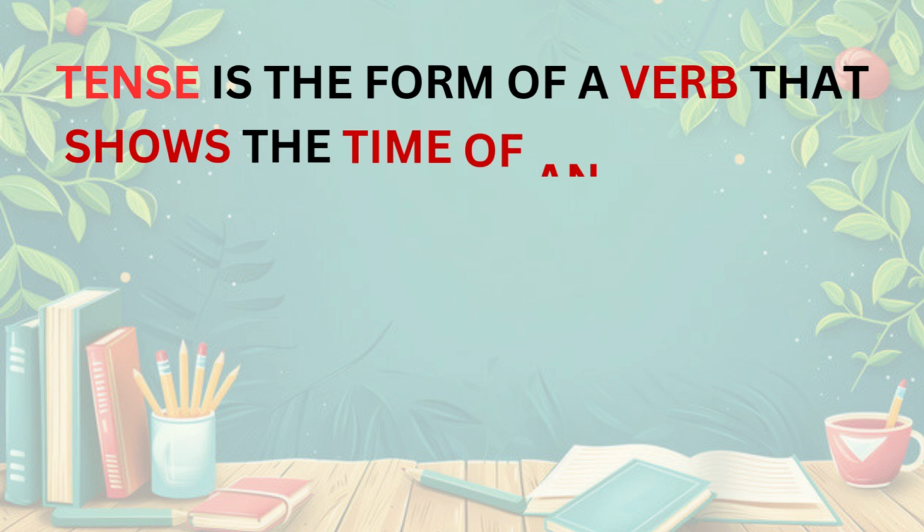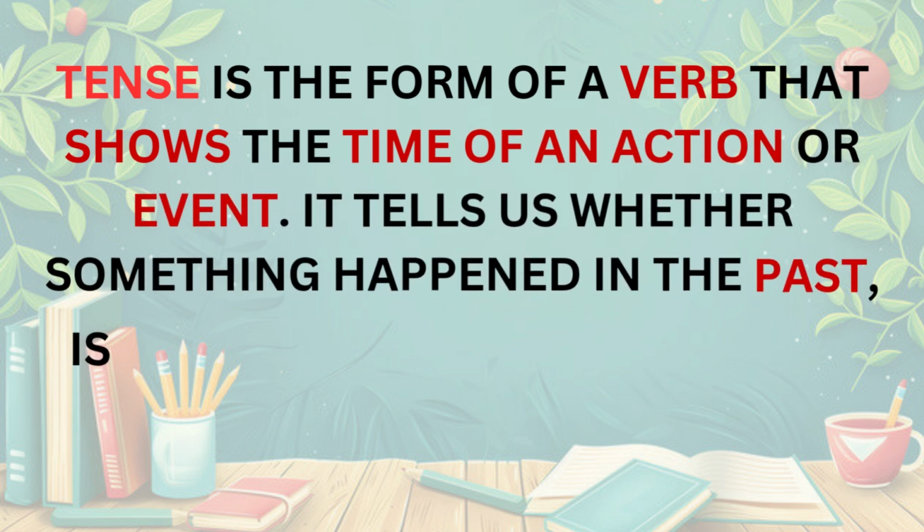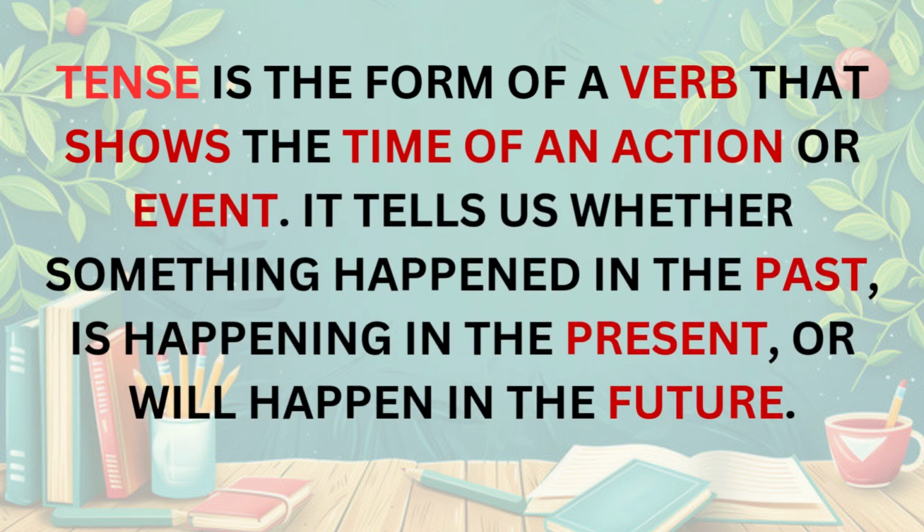First of all, we should know what is tense. Tense is the form of a verb that shows the time of an action or event. It tells us whether something happened in the past, is happening in the present, or will happen in the future.